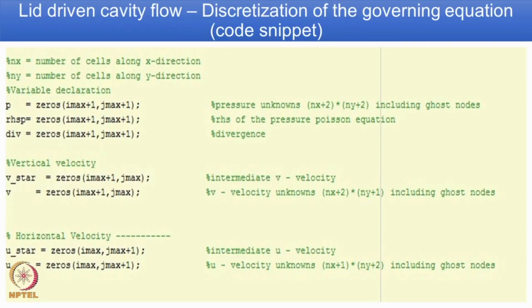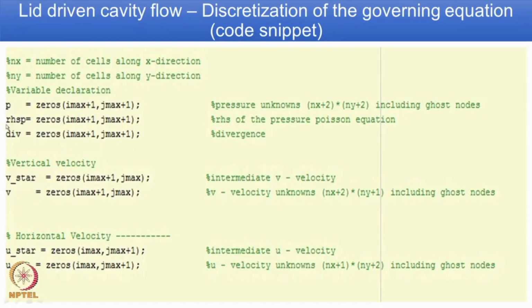And this is the code snippet which actually does what we have just explained. Nx is the number of cells in x direction, Ny is the number of cells along y direction, and we have a variable declaration. P is for pressure. Now, we define the array size for P as zeros, I max plus 1 and J max plus 1. So, pressure unknowns are Nx plus 2 into Ny plus 2, including ghost nodes, because when you come to pressure, it is appearing in both the equations. So, we have a ghost node appearing in the x direction as well as in the y direction.